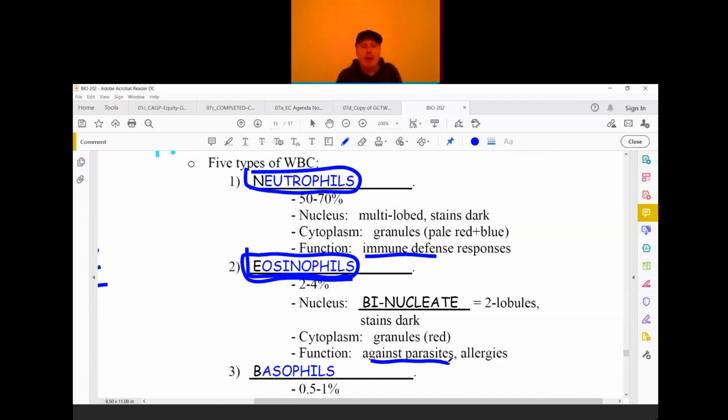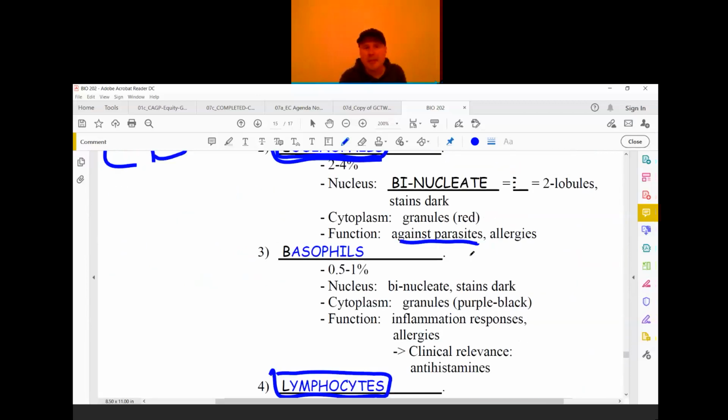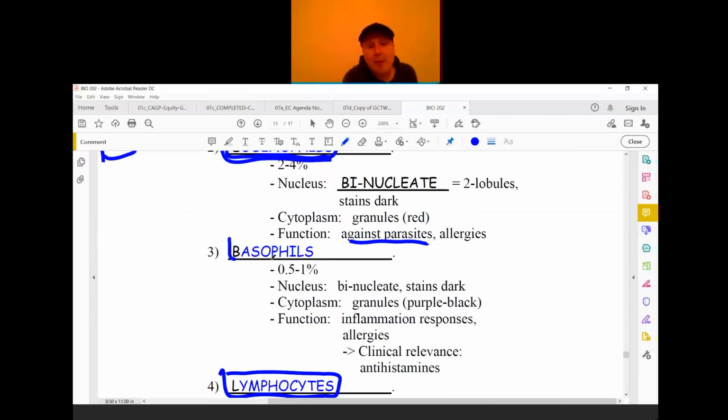So that's eosinophils. And the least common white blood cell type that we see is going to be our basophils. Somewhere between 0.5 to 1% of all the white blood cells are basophils. They have two lobules of the nucleus that stain very dark, and granules in the cytoplasm. And what they do, they actually play a role in inflammation responses, and also allergies.